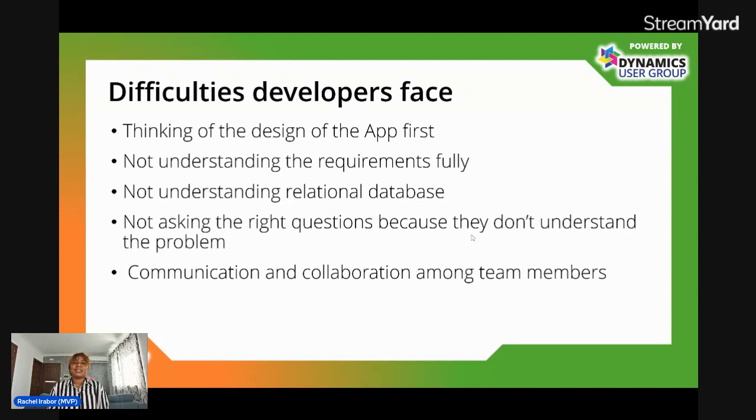Another thing that I think is very important, and a lot of people miss out on this, is not understanding relational database. What do I mean by relational database? I mean data types. It might seem very easy, but it's very, very important. Data types, the tables, the relationships. By relationships, I mean one-to-many relationships, one-to-one relationships, and many-to-one relationships.